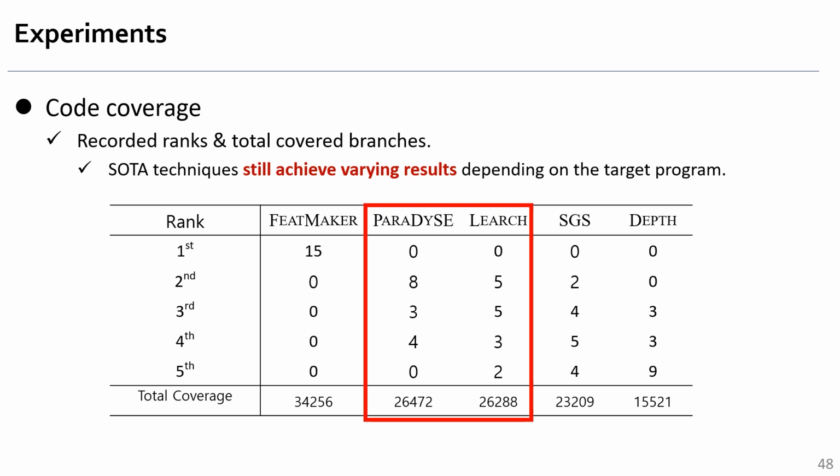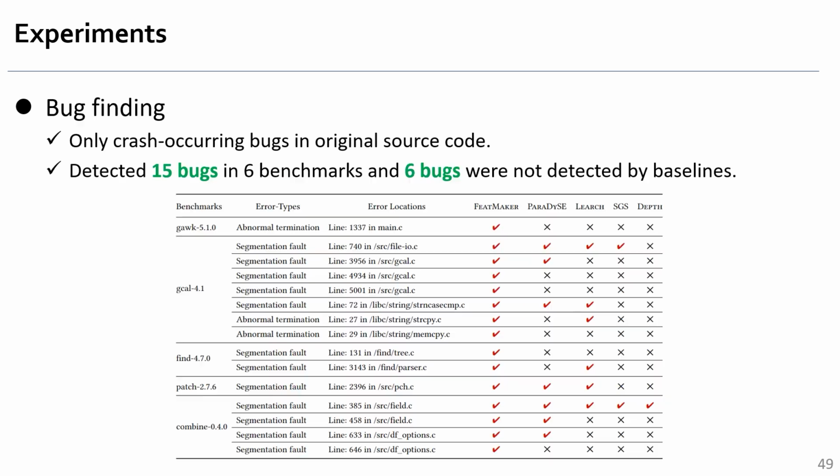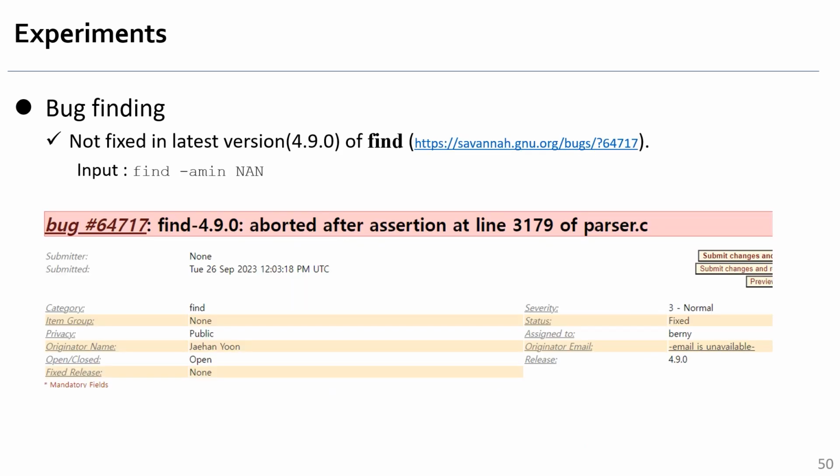We collected only crash-occurring bugs which are reproducible on the original benchmarks, and FeatMaker detected 15 bugs in 6 benchmarks, and 6 of them were not detected by other strategies. And in the case of an exclusively detected bug in find, it was not fixed in the latest version available before the paper submission. So we reported it and it was confirmed. You can check it on the webpage of Find Details.